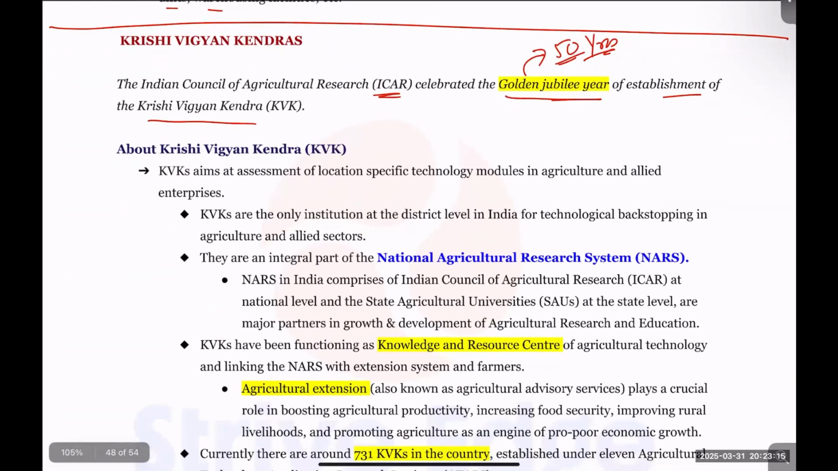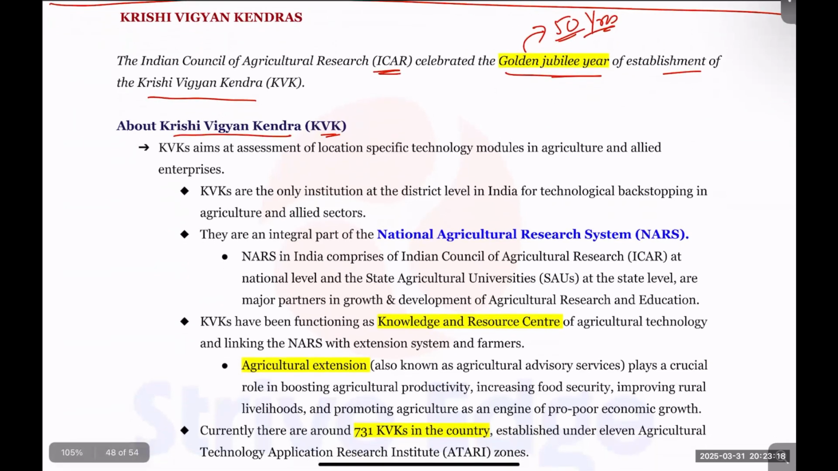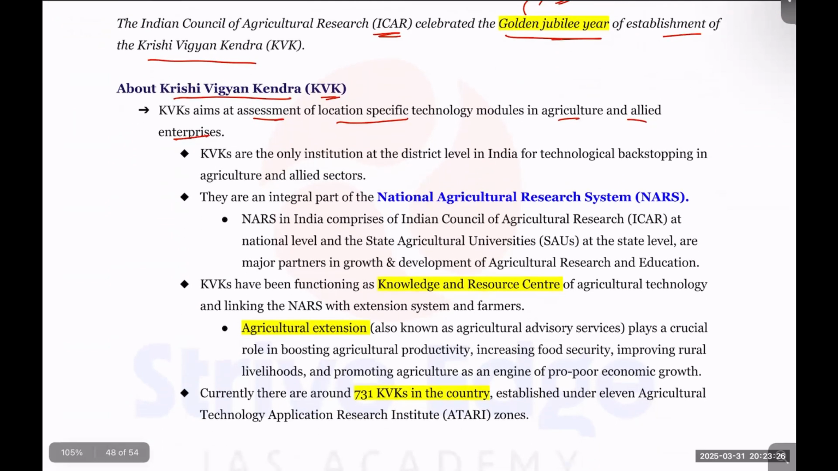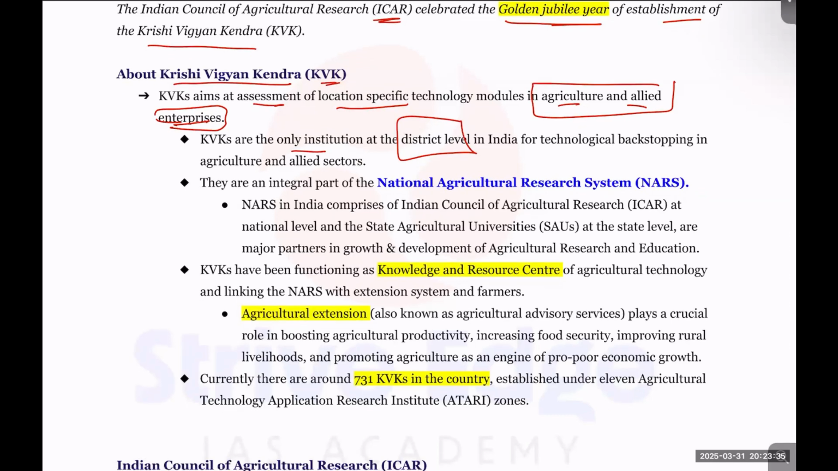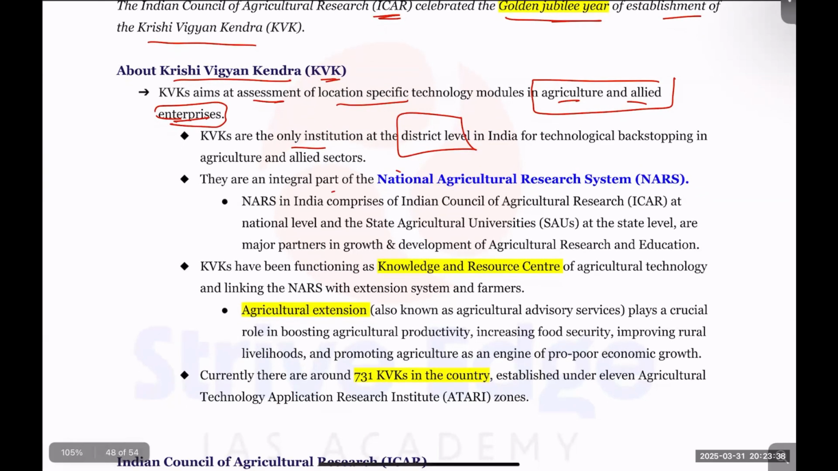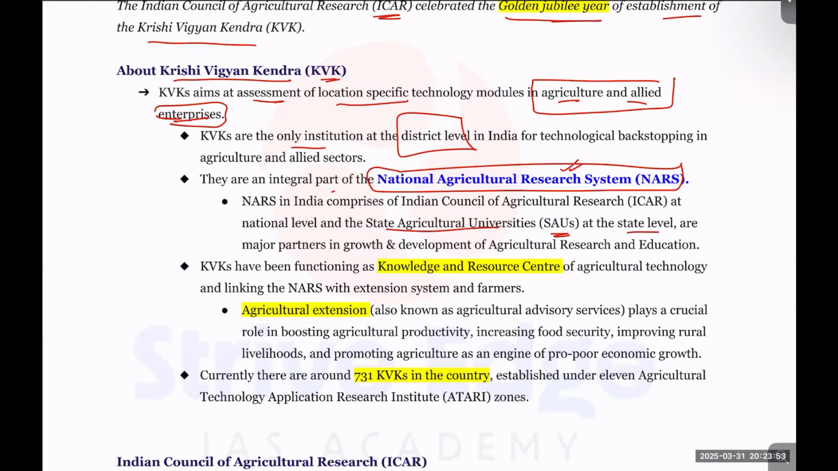Now, what is this about Krishi Vigyan Kendra? Krishi Vigyan Kendra aims at assessment of location-specific technology modules in agriculture and allied enterprises. So you should remember that Krishi Vigyan Kendras work in agriculture as well as the allied enterprises sector. They are the only institutions at district level which work in the agriculture sector, right? They are an integral part of the National Agricultural Research System, NARS. At the national level, state agricultural universities at the state level are the major part in the growth and development of agricultural research and education.